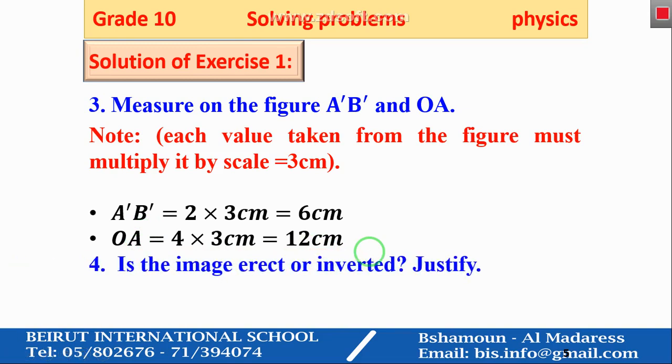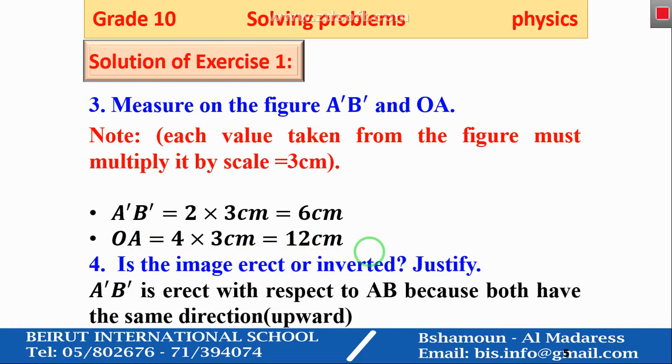Is the image erect or inverted? Justify. The image A'B' is erect with respect to AB because both have the same direction. Both are upward.